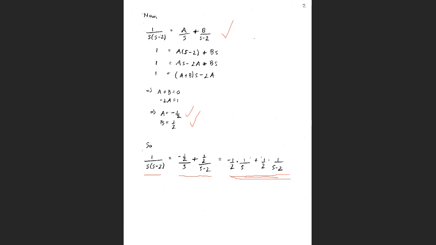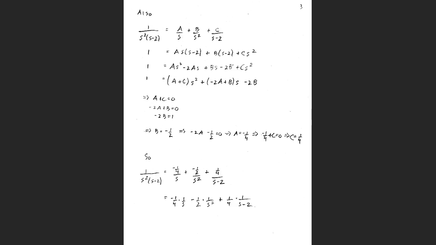Okay, now let's do the other partial fraction expansion. In the denominator, we have s squared times s minus 2. So that's going to expand out as A over s plus B over s squared plus C over s minus 2. Okay, that's how you do that one.